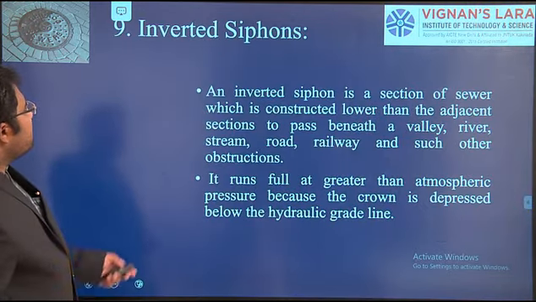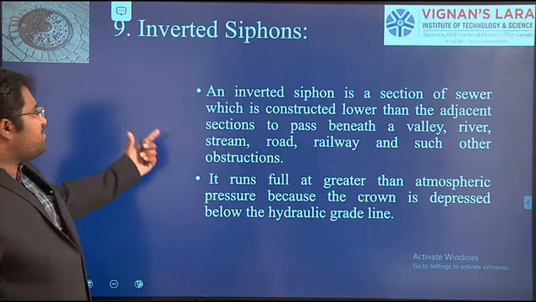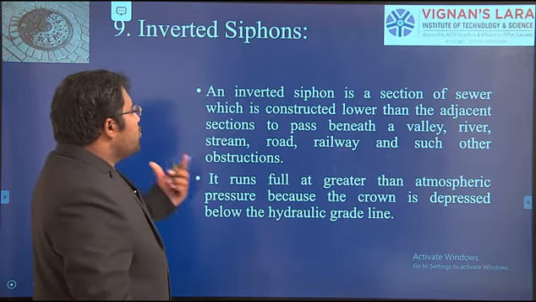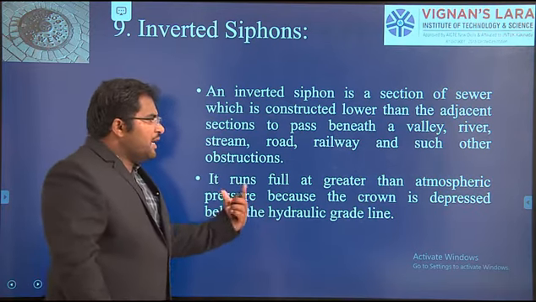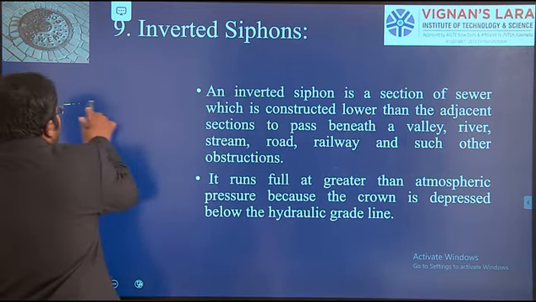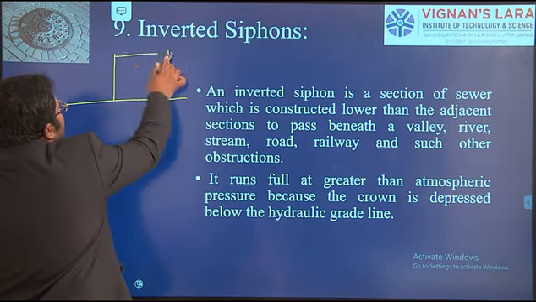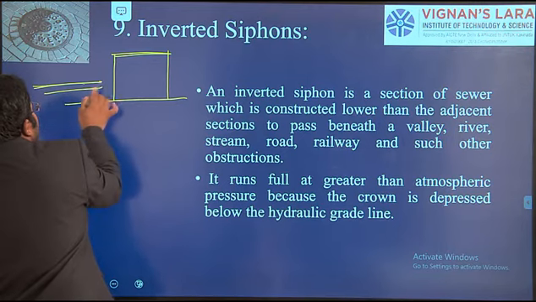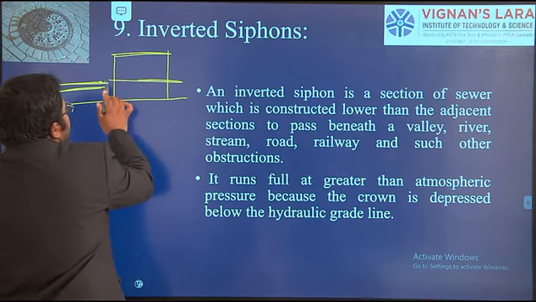Next, the ninth one, inverted siphons. An inverted siphon is a section of sewer which is constructed lower than the adjacent sections to pass beneath an obstruction such as a valley, a river stream, a road, or a railway. That means if I have a road like this at a higher level, my sewer pipeline comes like this. I cannot put the sewer line straight across like this.